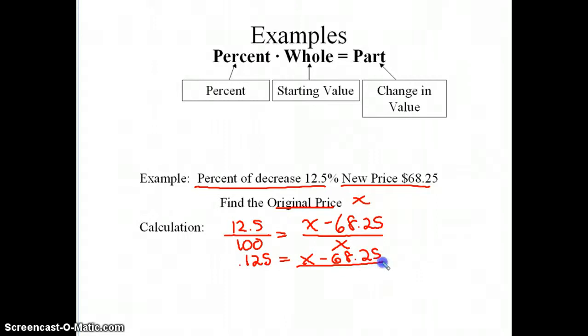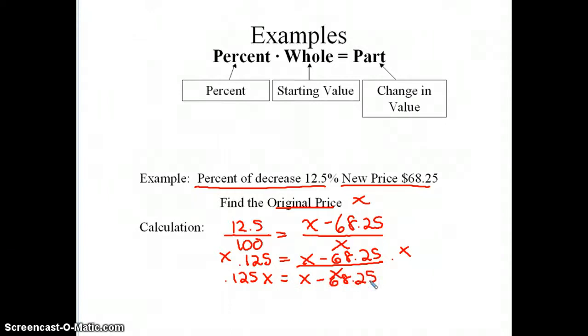68.25 divided by X. Now, I need to get my X's together in the numerator. I now have them in the numerator and the denominator, so I'm going to multiply through by X. So I have 0.125X is equal to X minus 68.25.